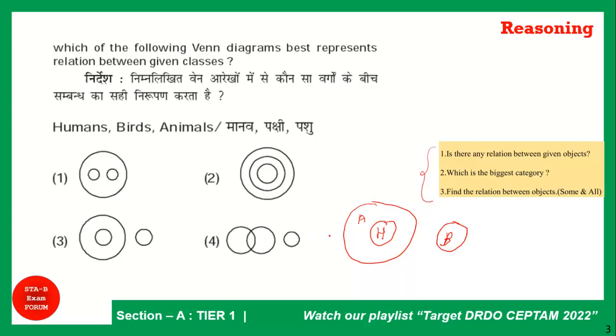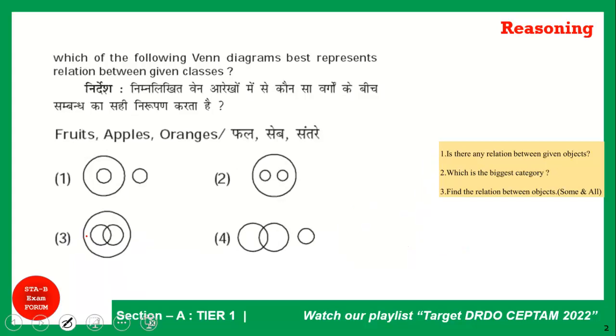As you can see, option 3 is the correct answer for this question. Understood? Coming to the next question. Again, you have to tell the Venn diagram for fruit, apples and oranges. Students, this type of question has come in the DRDO exam. Let's see the relationship between these things. Is there any relation between given objects? Yes, all are certain kinds of fruits.